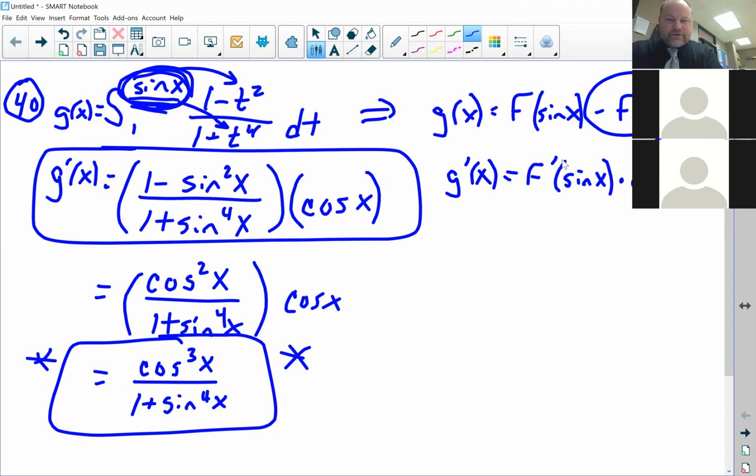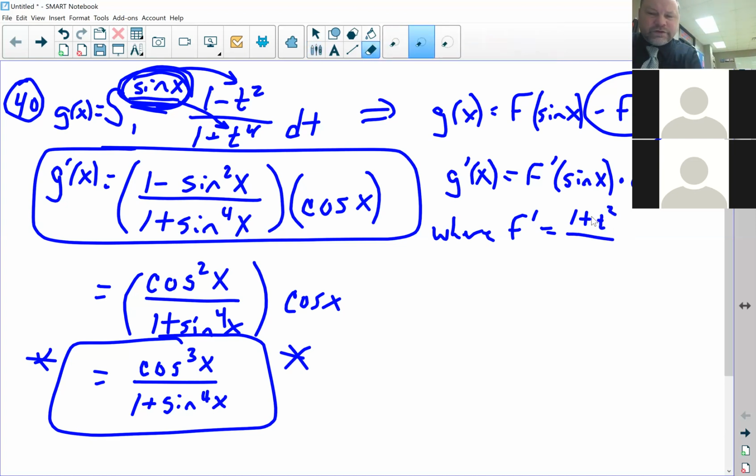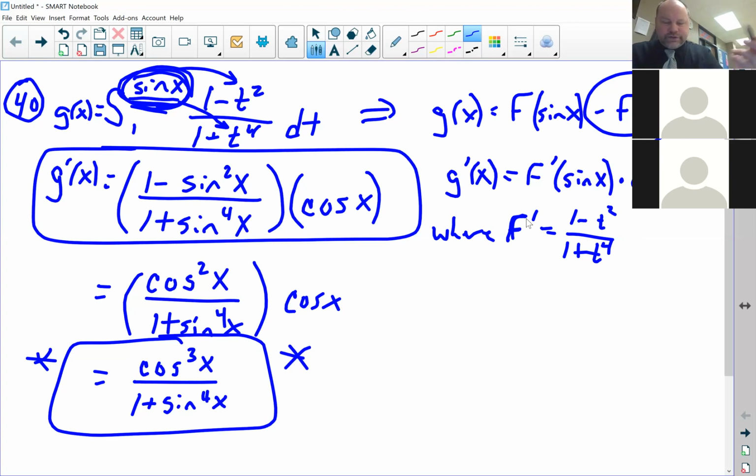But I'll just write one more thing here where capital F prime is 1 minus t squared over 1 plus t to the 4th. So again, that's what's going on there, anytime you're using the fundamental theorem of calculus. Other questions?